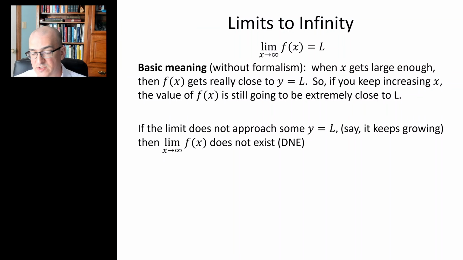The limit as x approaches infinity of f of x equals L means that the y value of the function will eventually approach L when x gets large. So if x is really big, then f of x is going to be really close to L. Slightly more formally, we could say that you can make f of x as close to L as you want by making x sufficiently large. It does not mean that f of infinity equals L.